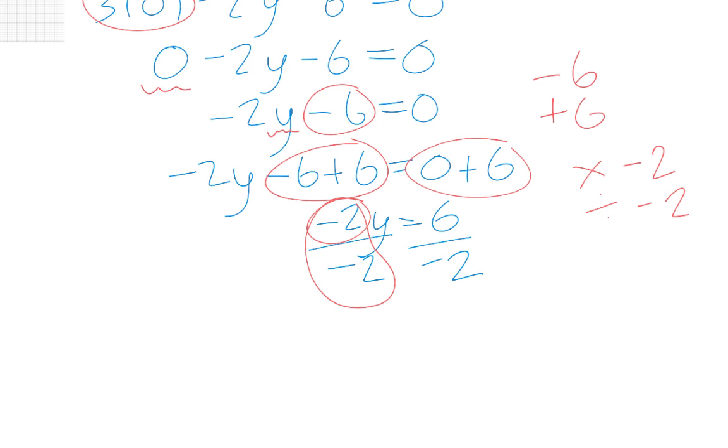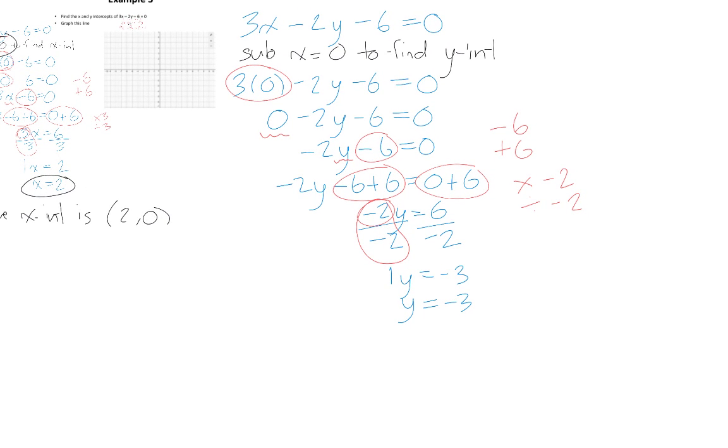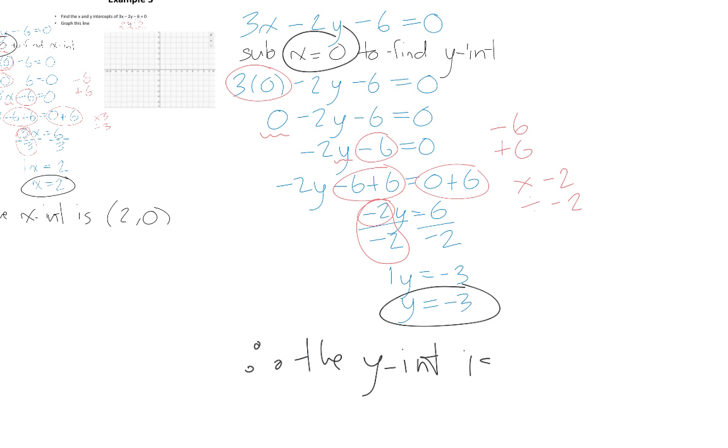Negative 2 divided by negative 2 is positive 1. And 6 divided by negative 2 is negative 3. Anything multiplied by 1 stays the same, so I'm going to remove the 1, and y equals negative 3 is my final answer. But let's go ahead and summarize all this information into a concluding sentence. So we already knew that x is always equal to 0 when you're talking about a y-intercept, and we've just figured out the y-intercept over here. So I'm going to say, therefore, the y-intercept is 0, negative 3.